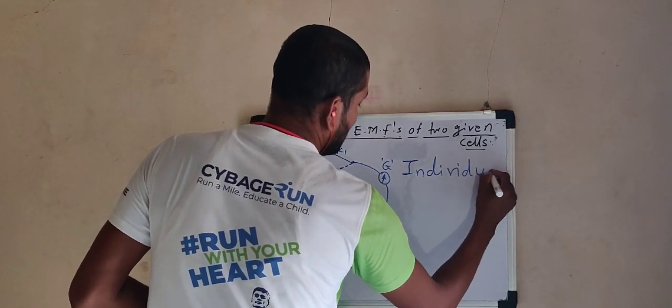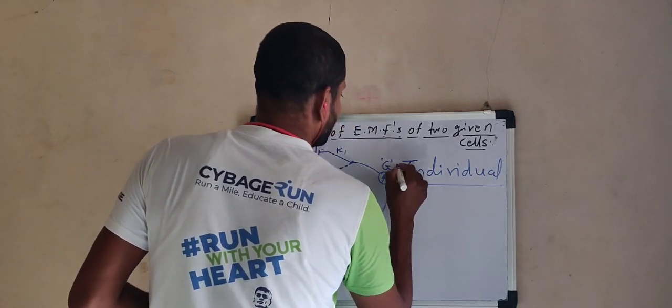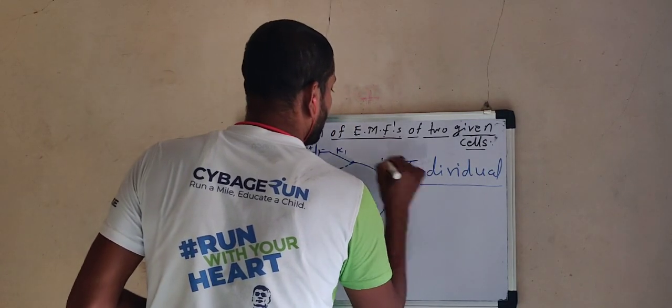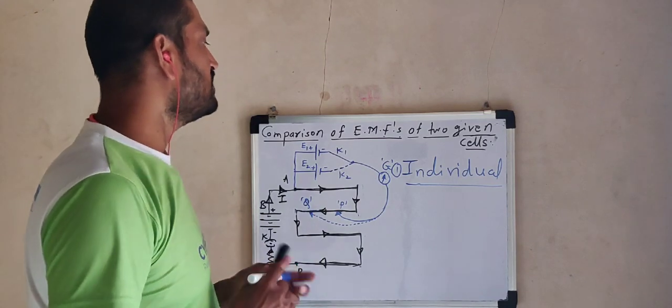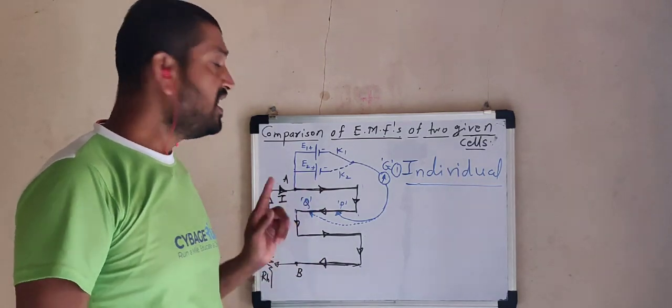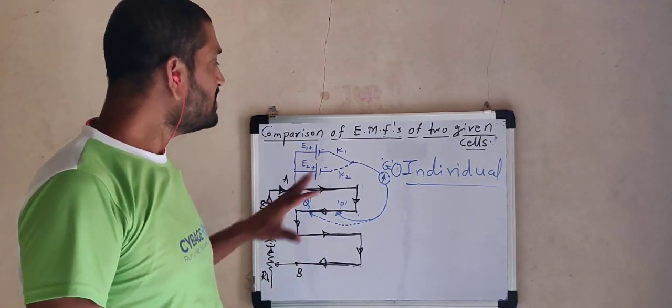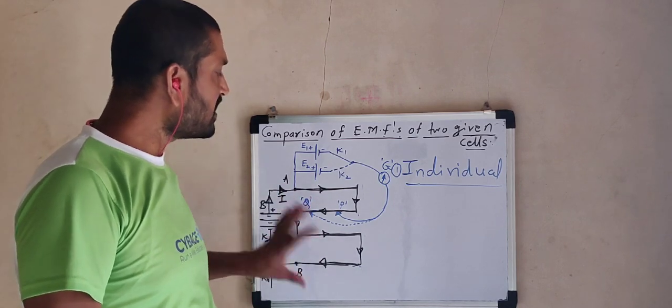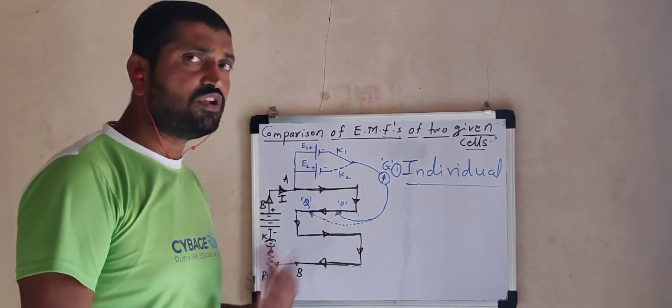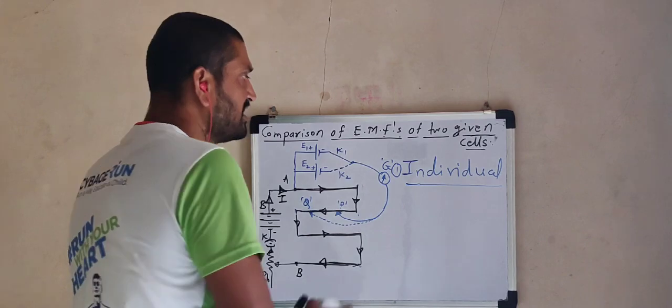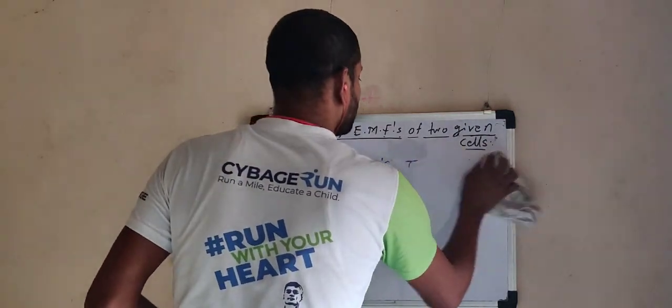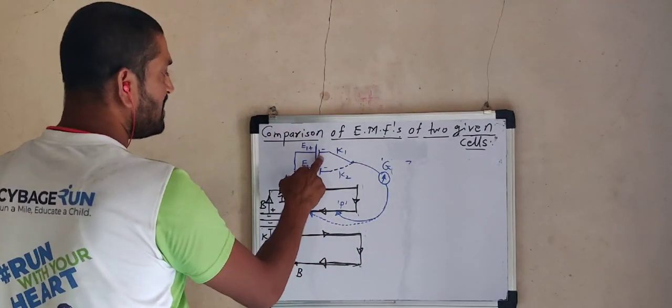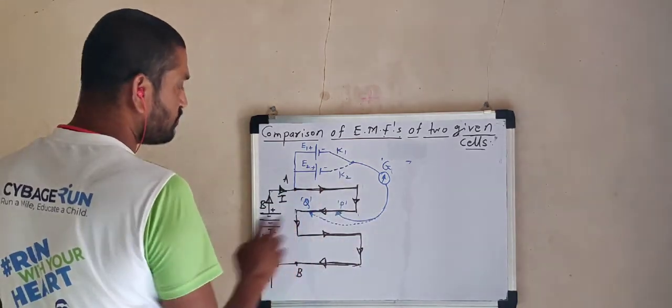Individual method, also called the separate method. This is the first method. Suppose number 1, individual, or separate method. In this method, the two given cells are connected across the potentiometer circuit individually or separately. Just imagine, first of all, a given cell of EMF E1 is connected with this potentiometer.